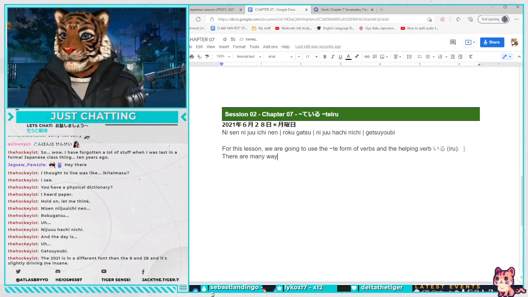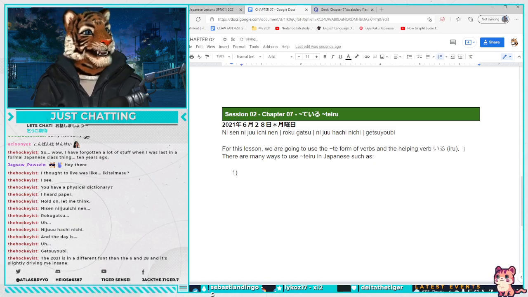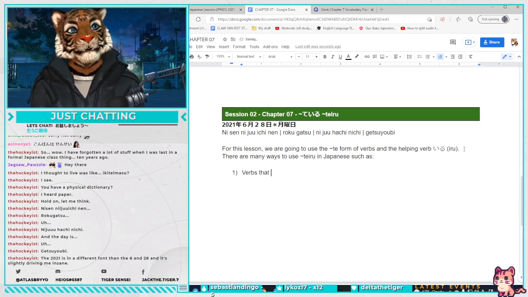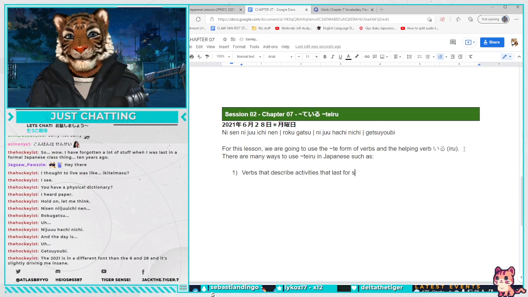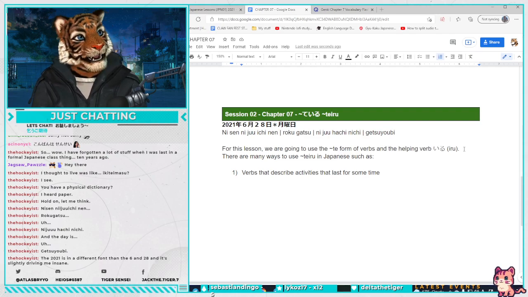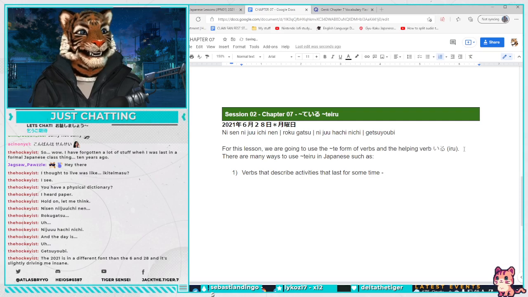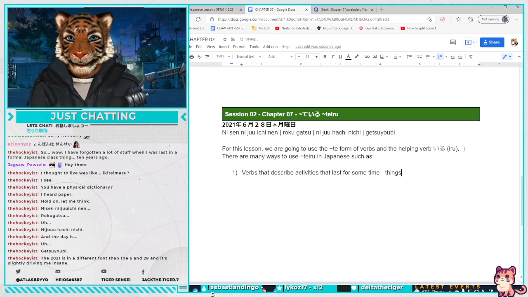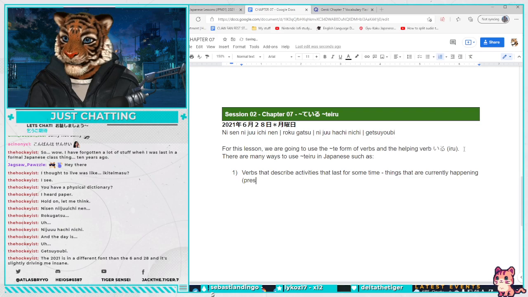Now, like I said, there are many ways to use teiru in Japanese, such as, and for these, the first way is verbs that describe activities that last for some time. I don't like how they use this word, that lasts for some time. I would like to say that these are things that are currently happening. Things that are currently happening. And this is what in English we call the present progressive.